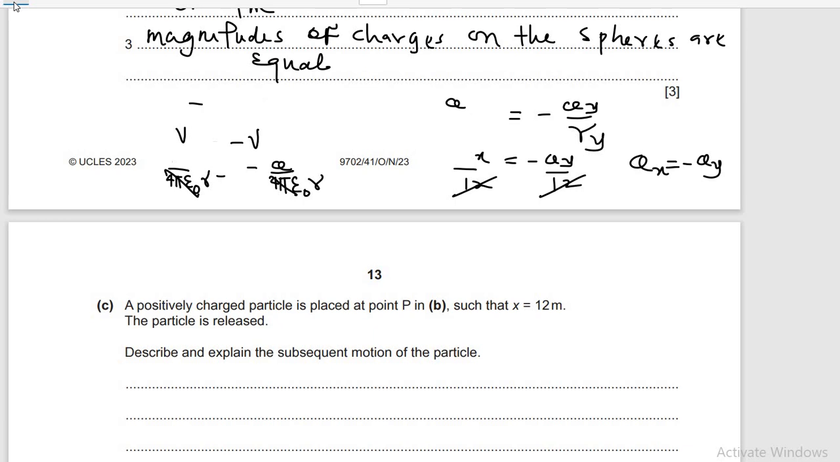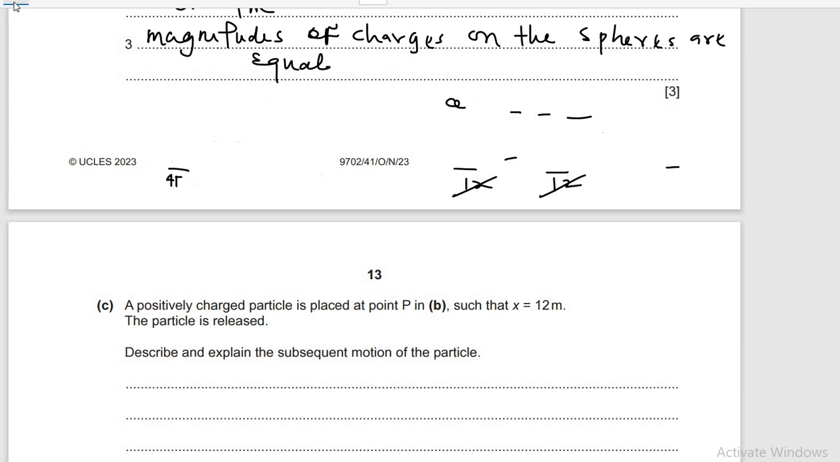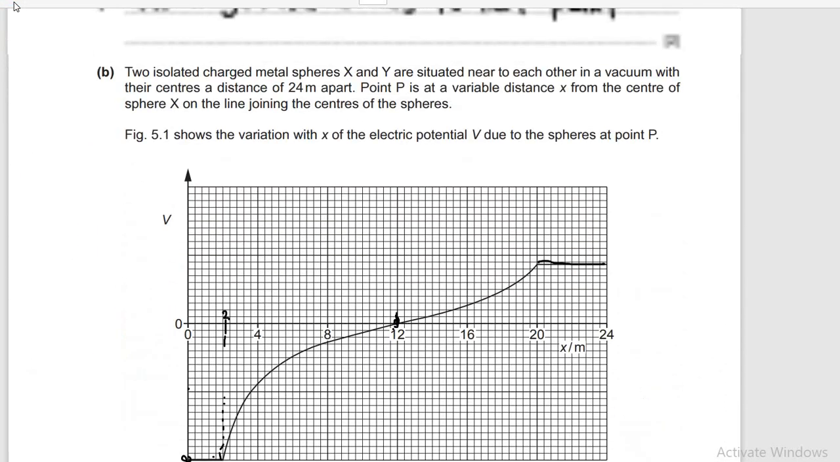A positively charged particle is placed at the point P in B such that x is 12 meters. The particle is released. Describe and explain the subsequent motion of the particle. Okay, where is point P? Such that x is 12 meters.